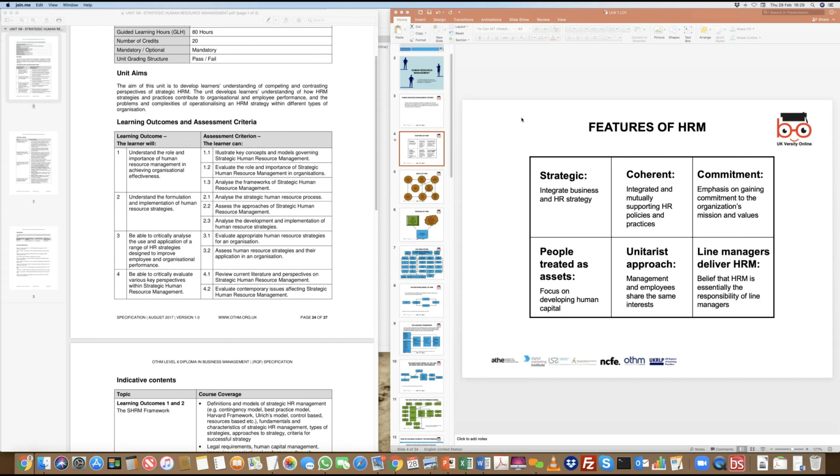HR. Now, when we talk about things like features of HRM, when we talk about features, you are looking at different types of intent which HRM essentially is able to cater to.